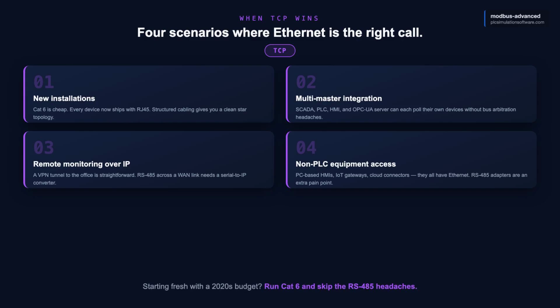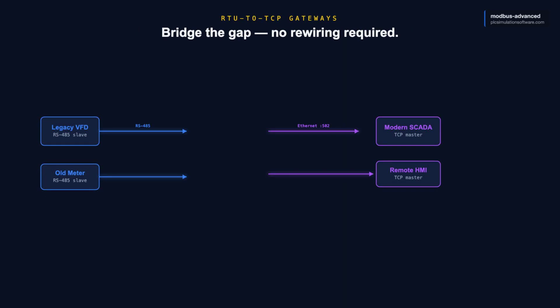New installs where the plant already has Ethernet infrastructure benefit from running Modbus over the same wires as everything else. Multi-master integration is impossible on RTU and trivial on TCP. SCADA, Historian, and MES systems can all talk to the same slave simultaneously. Remote monitoring across IP networks is straightforward with TCP and impossible with RTU. Anywhere the slaves need to be reachable from non-PLC equipment, TCP is the answer. For new builds in 2026, TCP is the default and RTU is the exception.